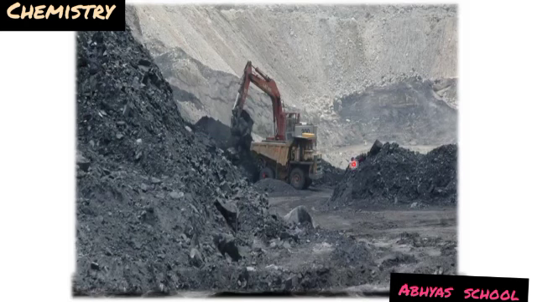So this is an image of a coal mine. Usually coal is under the earth and we have to dig it up or mine it up. This process of extracting coal from the ground is called coal mining. And there are different types of mining such as underground mining, surface mining, mountain mining.